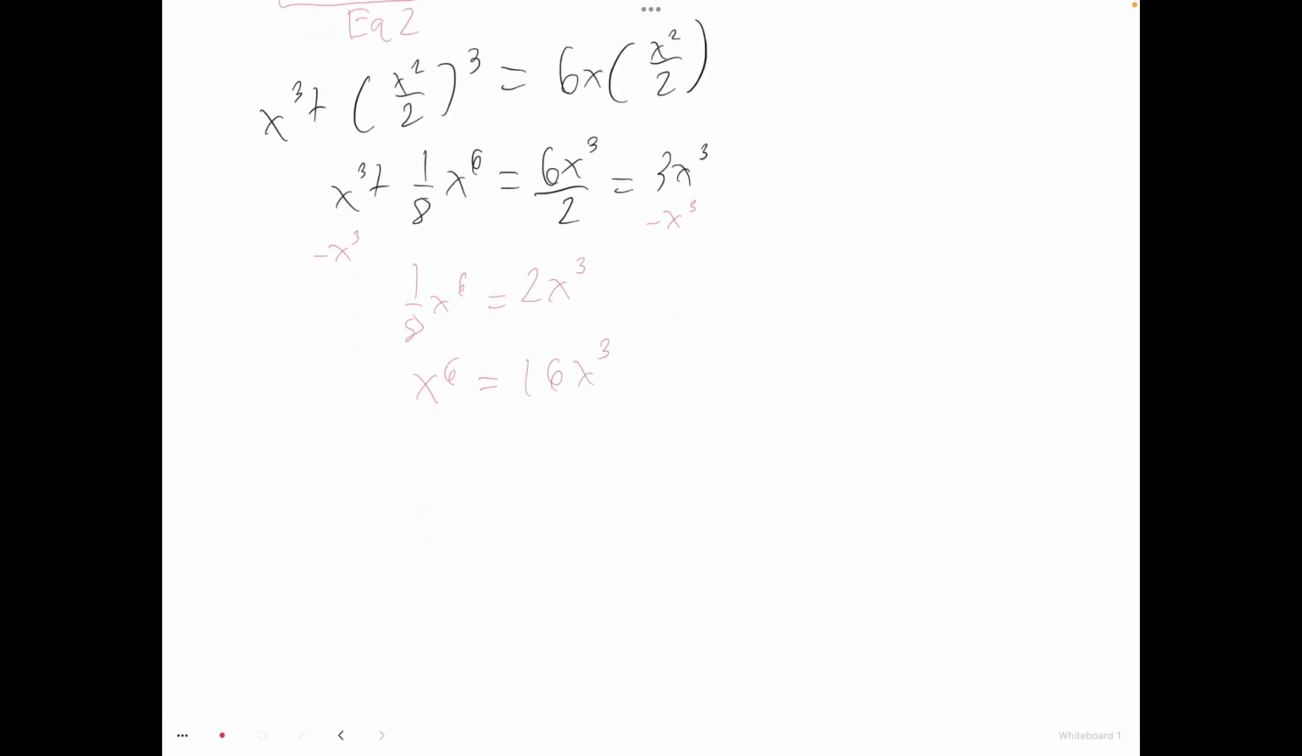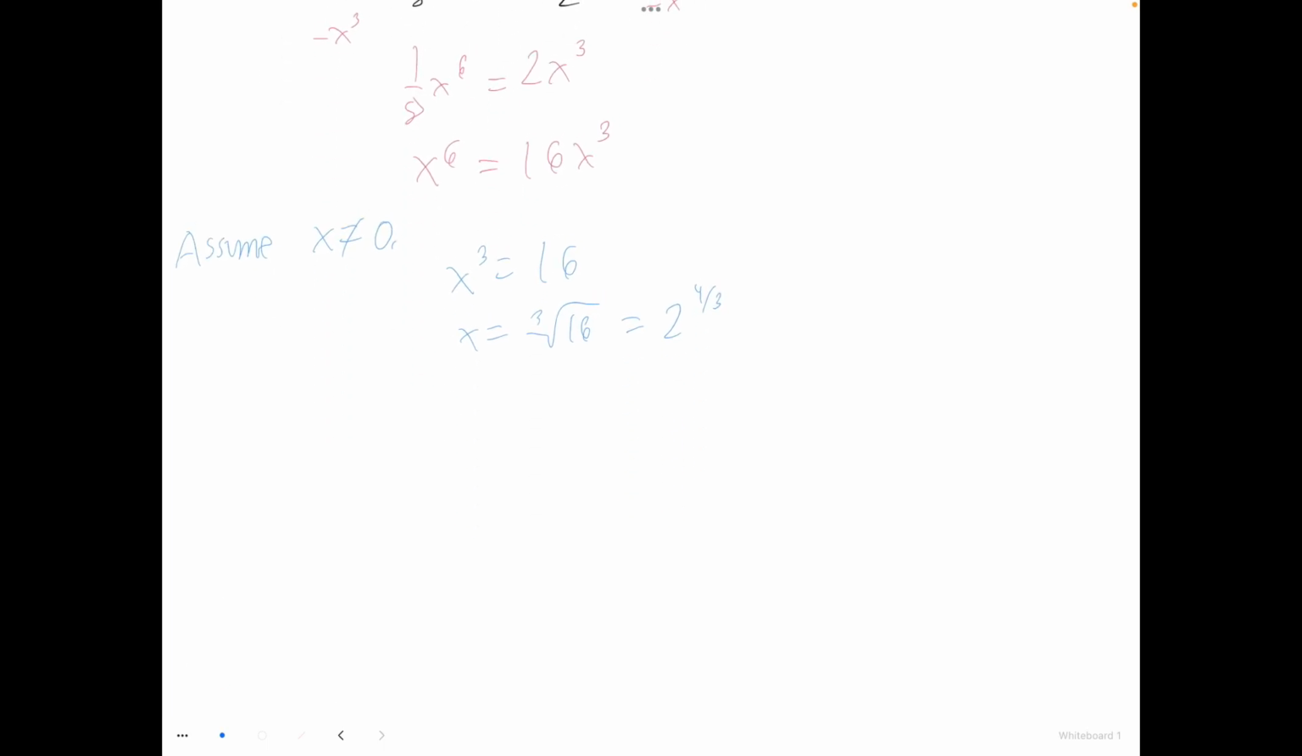Now, we're in the first quadrant. So remember that we only care about the first quadrant, so we can assume that x is not 0. Because we're in the first quadrant, x is positive and y is positive. And so I'm then going to divide by x cubed, which is fine since I know it's not 0. So we get x cubed equals 16. So x is the cube root of 16, which is 2 to the 4/3. And so that is then our x value.